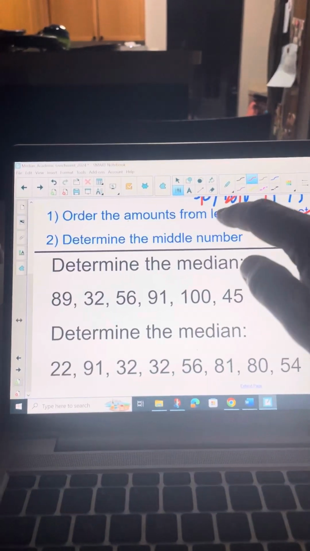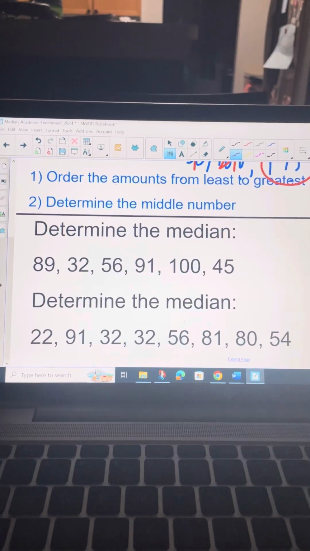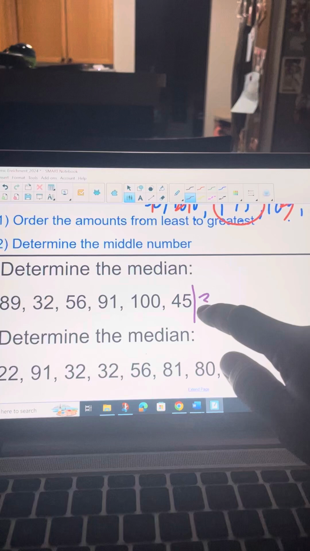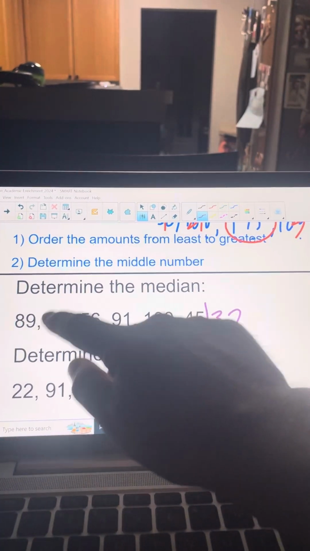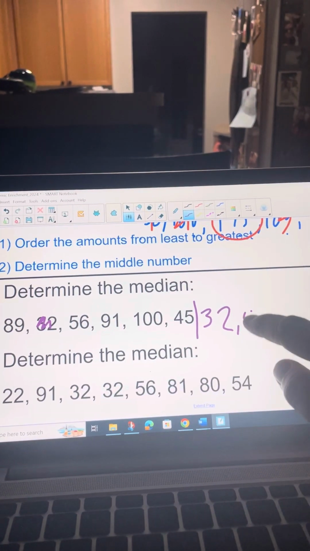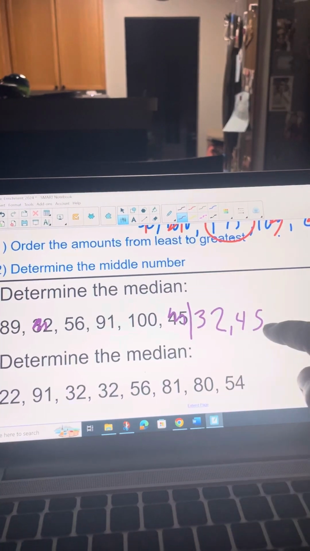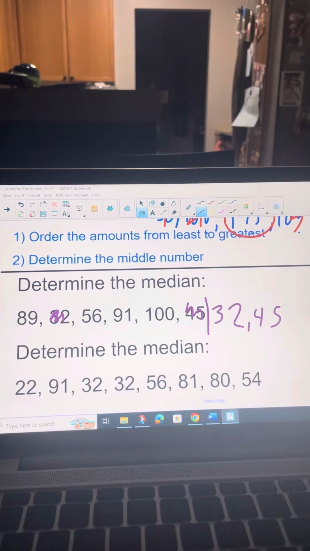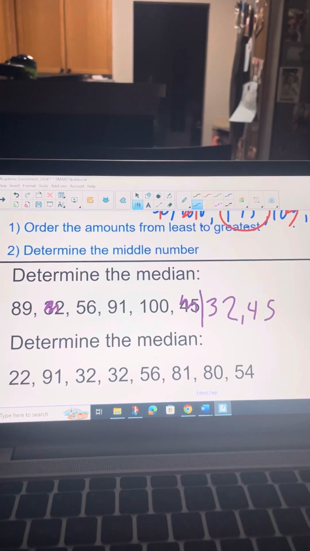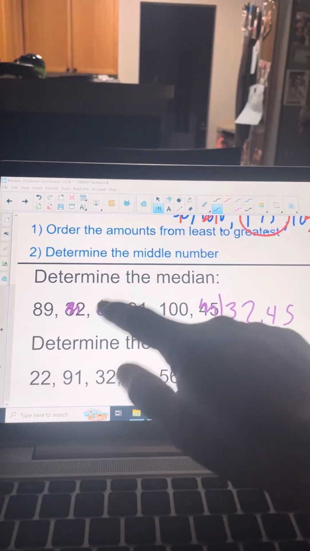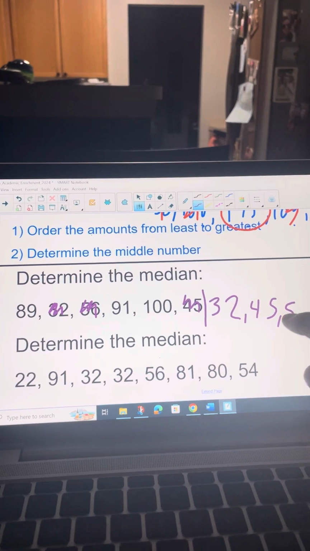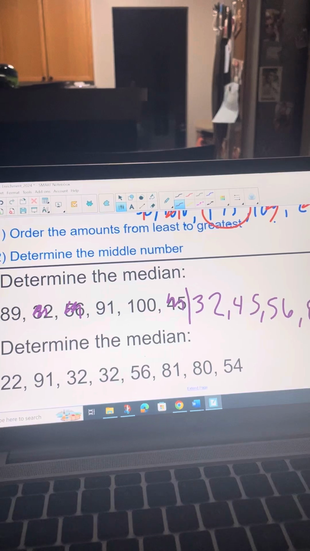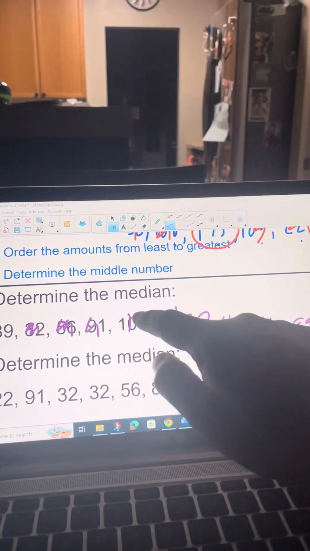Okay, the first problem. At this point, you should have it unpaused if you're ready. You number from least to greatest. So 32 is the smallest number, then 45. And it's okay if you miss one, because all you got to do, like if I accidentally said 91 was next and I realize that I'm missing 56, I just erase it. That's why you cross them off as you go, to make sure that you put these numbers in order from smallest to biggest.